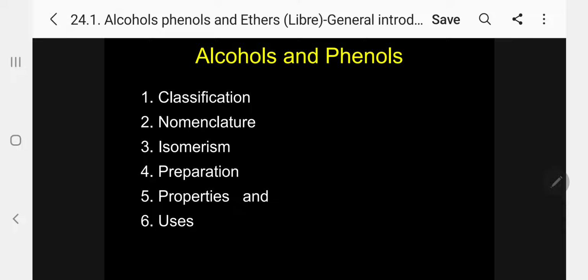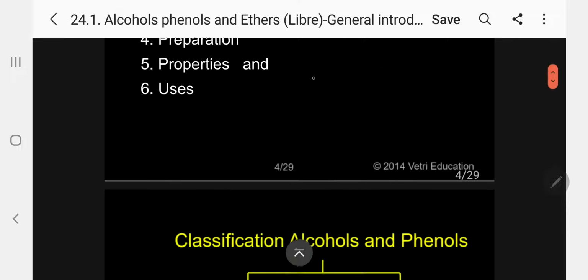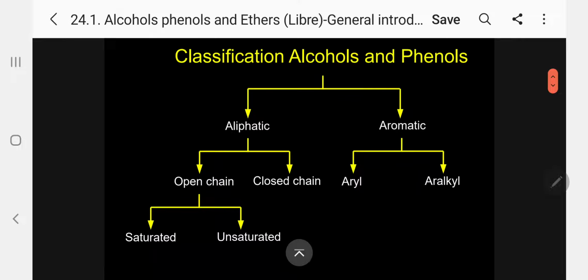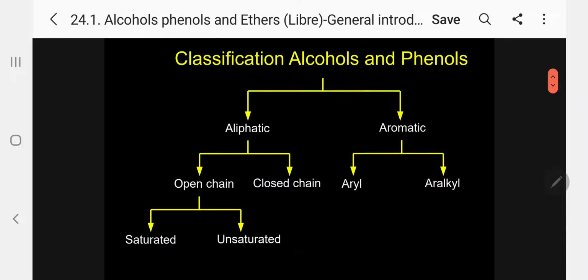Okay, this is regarding the test. So now, as usual, we are going to study classification, nomenclature, isomerism, preparation, properties and uses. This is what we commonly discuss for all organic compounds. First let me concentrate on the classification of alcohols and phenol. Alcohols I can classify into aliphatic alcohol and aromatic alcohol. Aromatic we will say aryl, meaning phenol, and alkyl, benzyl alcohol.